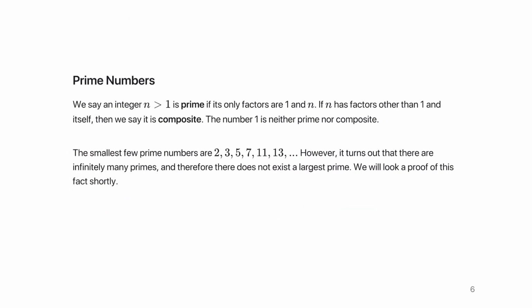Now we'll talk about the idea of prime numbers. I mean, this is something you've probably seen before. We say some integer n greater than 1 is prime if and only if its only factors are 1 and itself. Right? If it has factors other than 1 and itself, it's composite. And we say 1 is neither prime nor composite. And we'll look at why we define that in just a second.